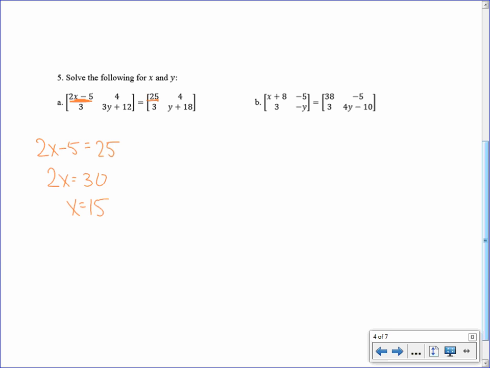And we can do the same thing for the y's. If this is in the position 2, 2, and this is in the position 2, 2, they're going to be equal to each other. So 3y plus 12 is equal to y plus 18. That will give me 2y is equal to 6, I believe. So y is equal to 3.